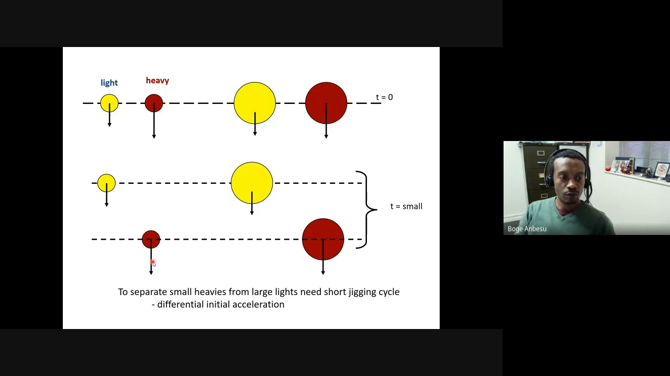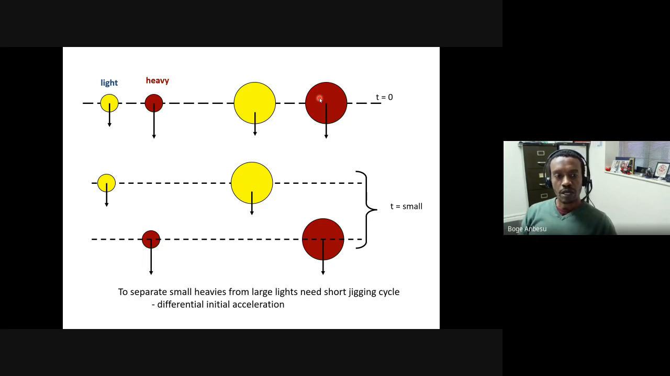Okay, maybe whatever I'm saying doesn't make much sense to you. Maybe this picture may help. Let's say you have light particles that are small, heavy particles that are small, light particles that are large, and heavy particles that are large in the feed. So after grinding, you have all these different sizes and different densities of particles.